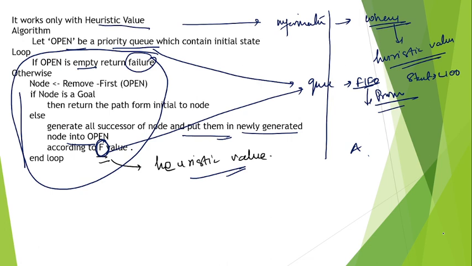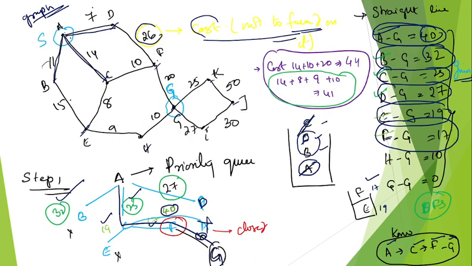And move on to the algorithm. Generate all the successor nodes and put them in a newly generated node. Yes, I have already done. If open is empty, it is not there. Remove the node. Yes, we have removed. If the node is the goal, then return the path from initial to the node. Here what we have done is A, C, F, G. This is our path. So I am coming A to C, C to F, F to G.